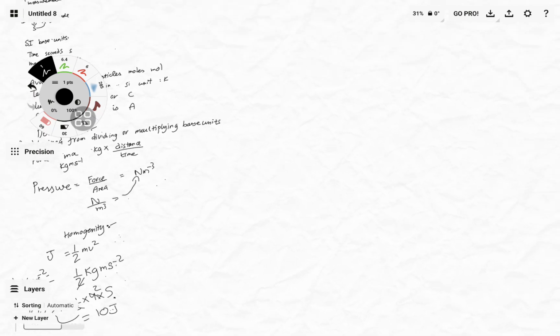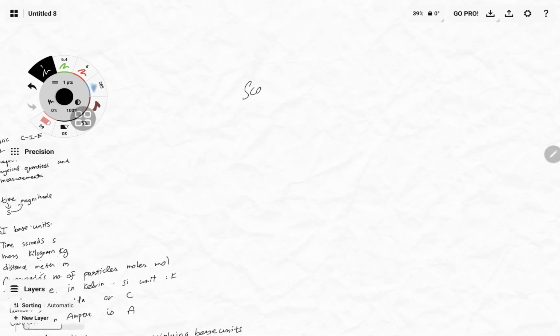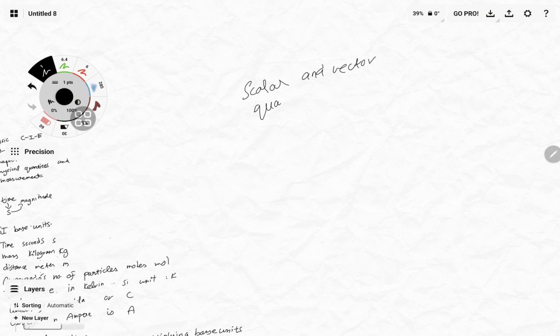Homogeneity is done. So we will now talk about scalar and vector quantities. We have already talked about this, so this relates back. Scalar and vector quantities. Sorry, I missed vector. I'm not mindful at all.